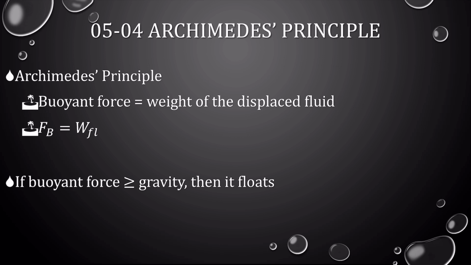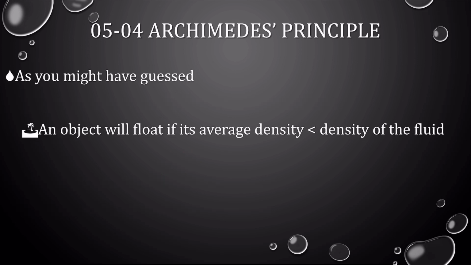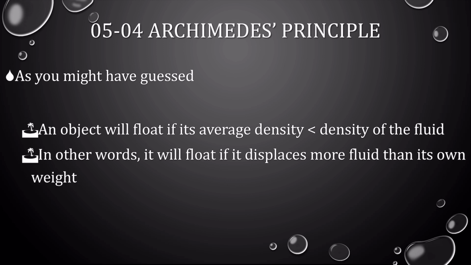If the buoyant force is greater than gravity, it floats. If the buoyant force is less than gravity, then it sinks. So that's gravity, or what do we call gravity? That would be the weight of the object that you've stuck in your fluid. So as you might have guessed, an object will float if its average density is less than the density of the fluid. In other words, it'll float if it displaces more fluid than its own weight.